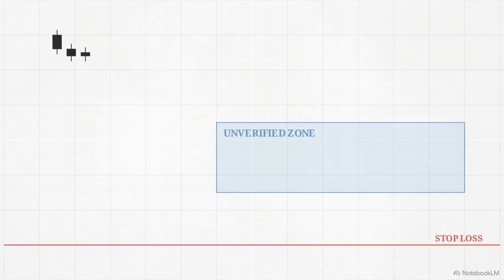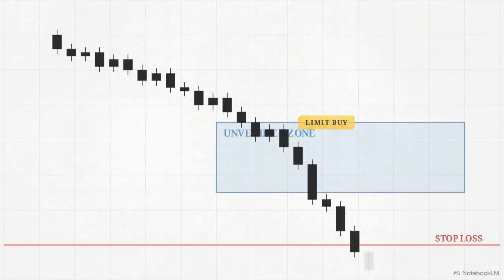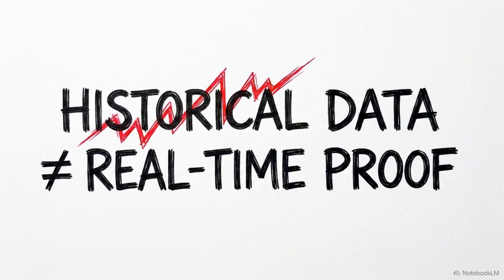Without active institutional absorption stepping in to defend the level, price doesn't hold. It slices directly through the unverified zone, triggering passive entries and crashing through to the stop loss. Relying on historical data without real-time verification introduces unnecessary drawdown risk.